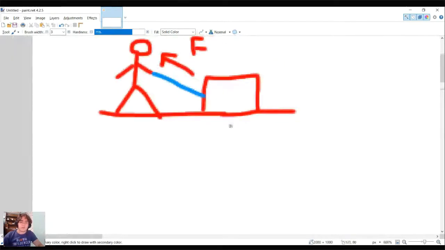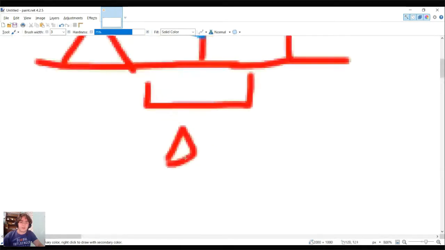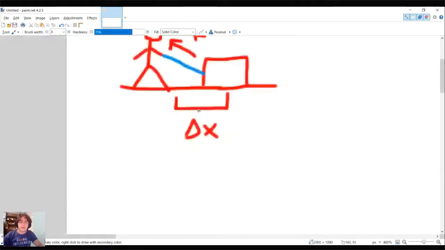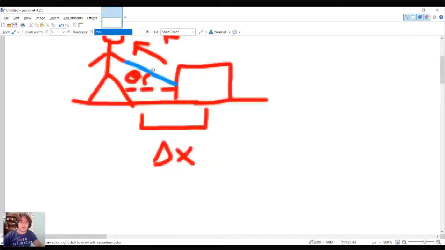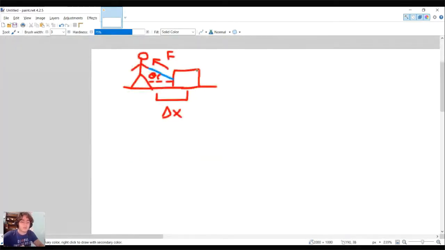So this travels from one distance to another distance. We'll call that delta x, and we'll say we know this angle, theta.